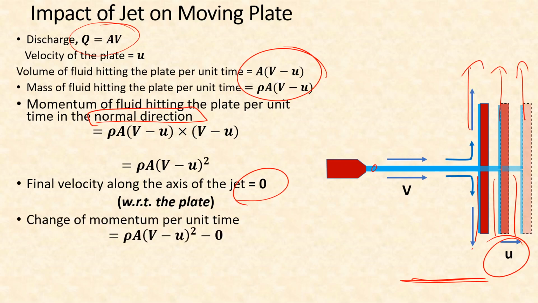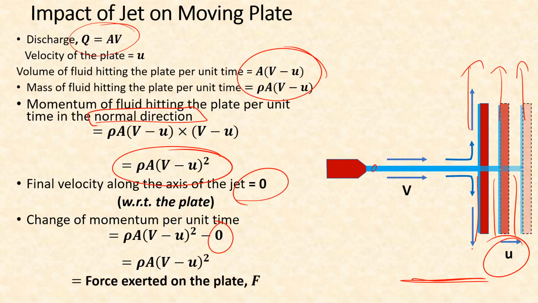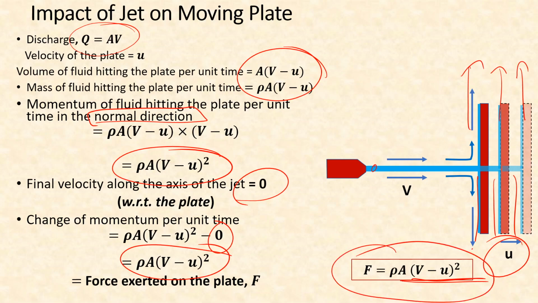Change of momentum per unit time is the initial momentum minus the final momentum 0, and therefore the force is equal to this quantity, and we can write F equals rho A (v minus u) whole squared. So this is basically the concept of finding out the force acting on a moving plate, where the plate is moving in the direction of the jet.